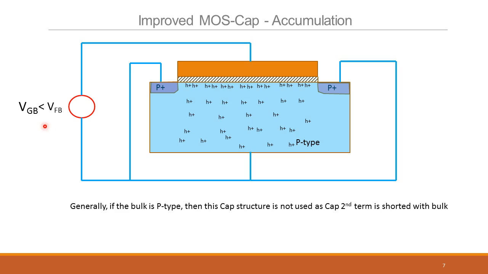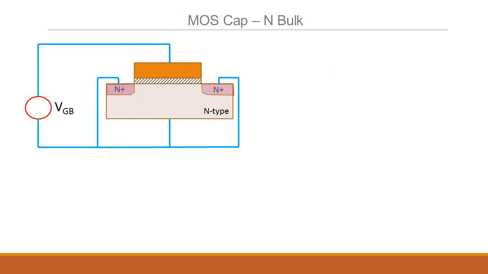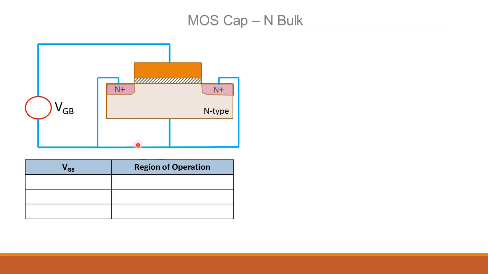It's an accumulation. So VGB is less than 0, but we said it's not 0, it's less than the flat band voltage V_FB, where flat band voltage depends on this material and this material. Now we saw how to do that in P-type bulk so far. N-type bulk is the same. This is for accumulation, N-type, N plus, N plus. Right. So we'll just see for various values of VGB what the regions of operation are.